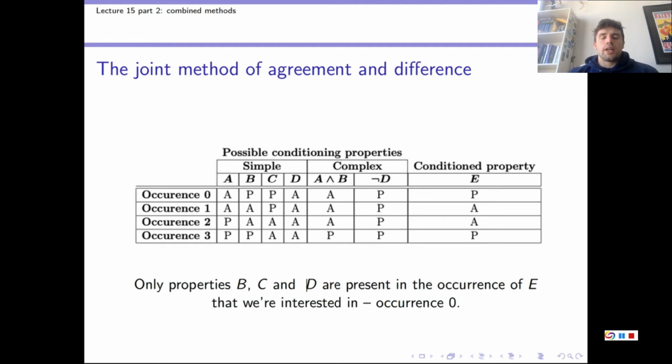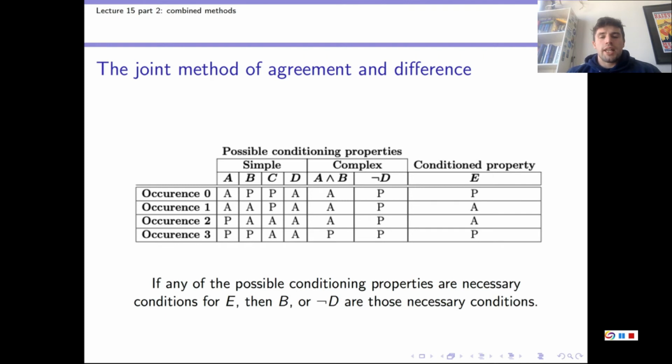So pause the video again, have a look at the table, and there'll be a question coming up. So these ones should be the occurrences in which E is absent, because then the inverse method can tell us about sufficient conditions. So you should have occurrences 1 and 2. So have a look at the table again, and there'll be a question just after.